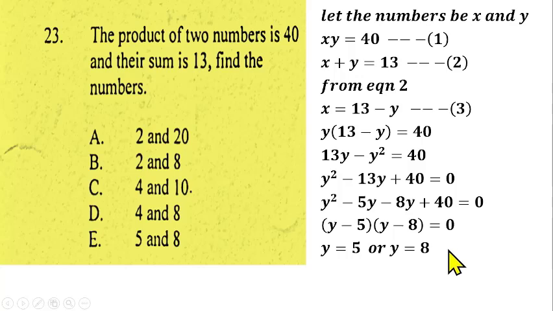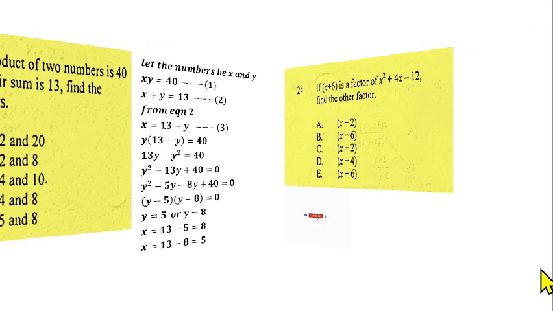So I can use the value here to be the x and y. In this case, x is 13 minus 5. If you put your y to be 5 here, then you have 8. Also, x is equal to 13 minus 8, where y is 8 here, you have 5. So we can see that for the y we get the same answer, for the x we get the same answer. So that means option E is the right answer for question number 23.